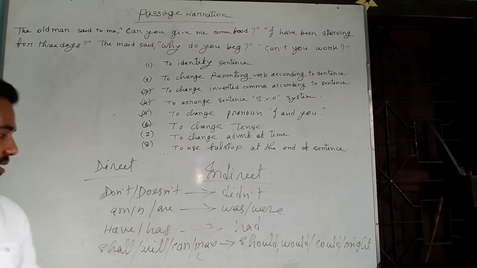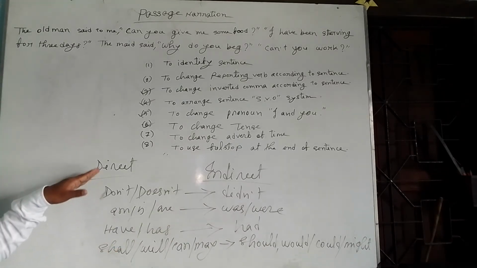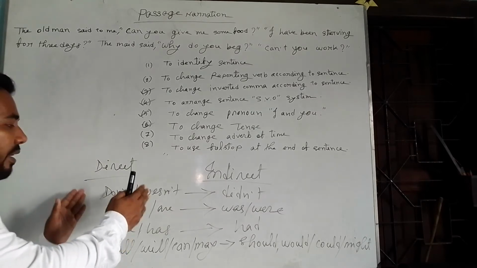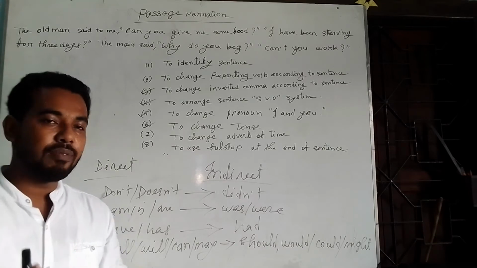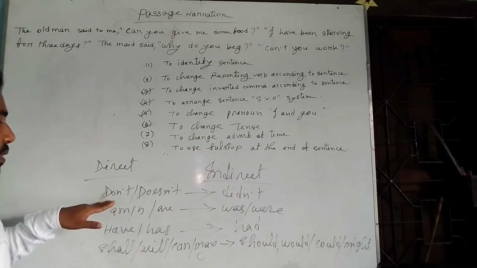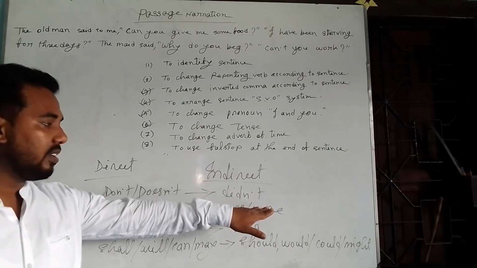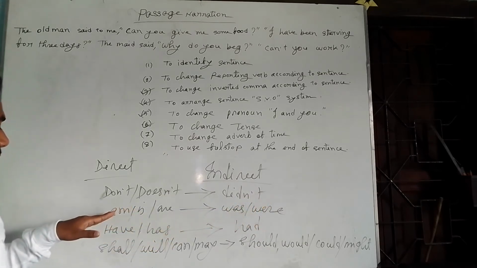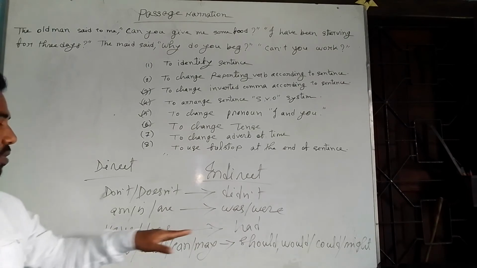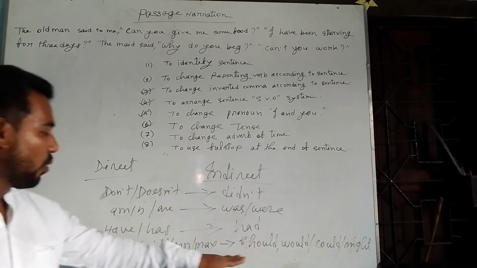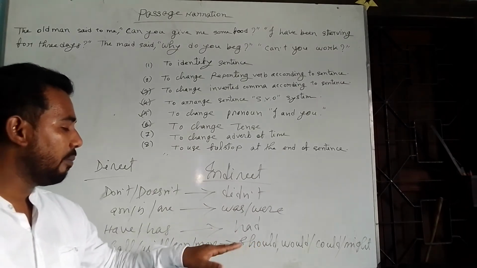Dear student, I hope that you can understand. Here I have written direct. When the verb in direct narration is said or said to, you have to change this. When the verb is don't or doesn't, it will be turned into didn't. When the verb is am, is, are, it will be was or were. Have, has, it will be had. Shall, should; will, would; can, could; may, might.